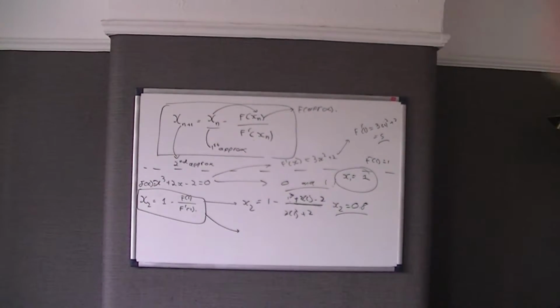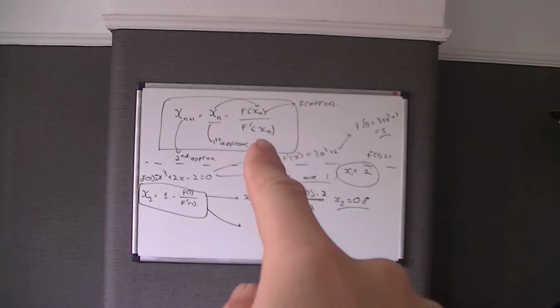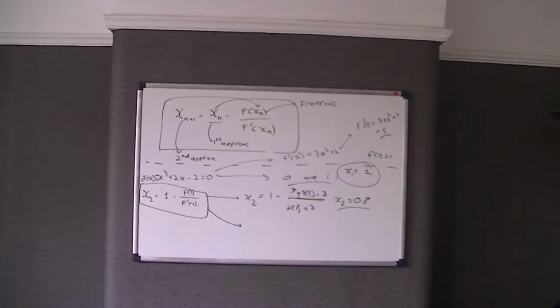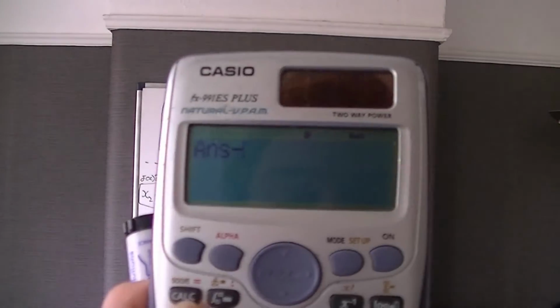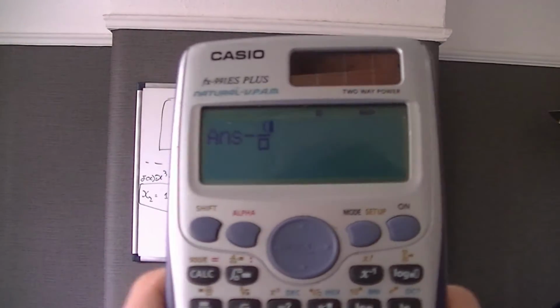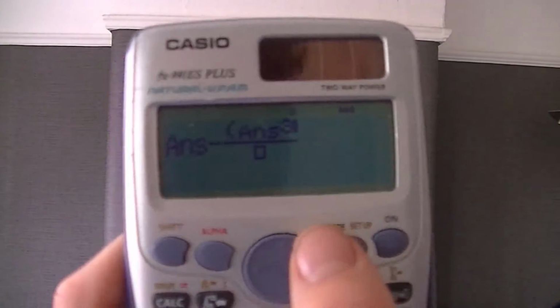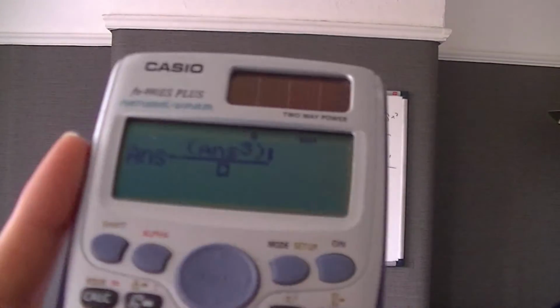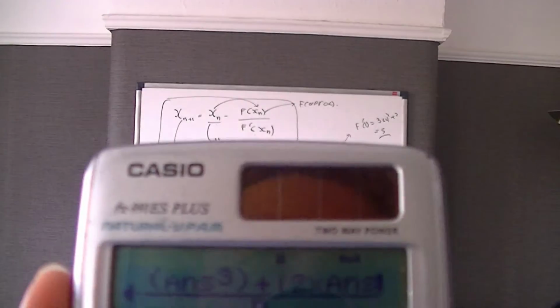We said x1 is the first approximation, so there you would put 1. However, because we want to keep pressing answer, we just hit the answer button. Then we follow the formula, f of x n, so f of the first approximation. You take away, and then split it up, and do f of 1. Instead of putting 1 cubed, just put answer cubed, because we're not changing the formula, just subbing in the new answer. Plus 2 times the answer.